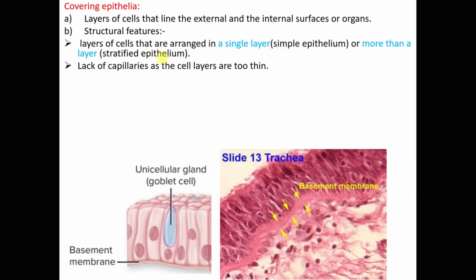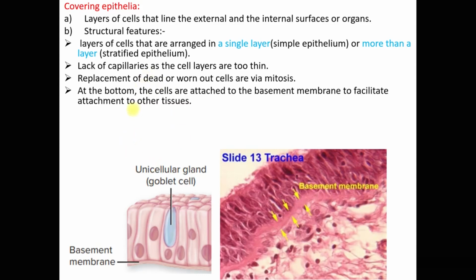Covering epithelia lack capillaries because the cell layers are too thin. Replacement of dead or worn out cells is via mitosis. And at the bottom of these covering epithelia, the cells are attached to the basement membrane, to facilitate attachment to other tissues.